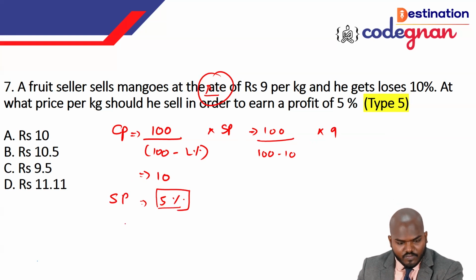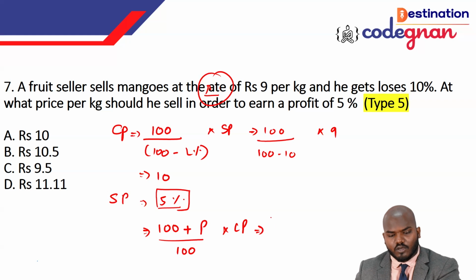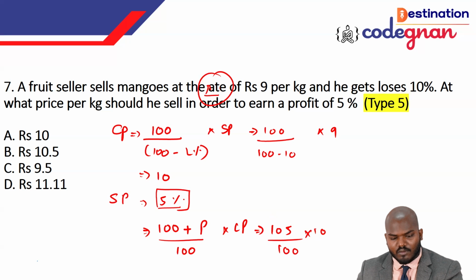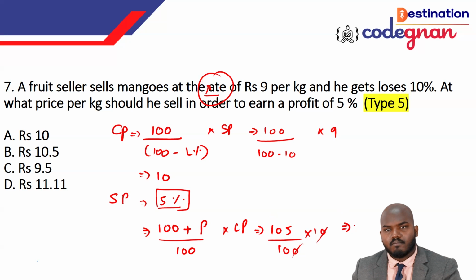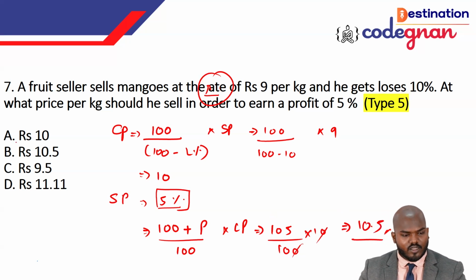So we can call it 100 plus profit, by 100, times the cost price. The 100 plus profit is 105, so 105 by 100 times 10, the cost price, which is 10 over here. If you solve this, the 0 gets cancelled, and 105 by 10 is 10.5, which is the correct answer in this one. So option B is the correct answer.